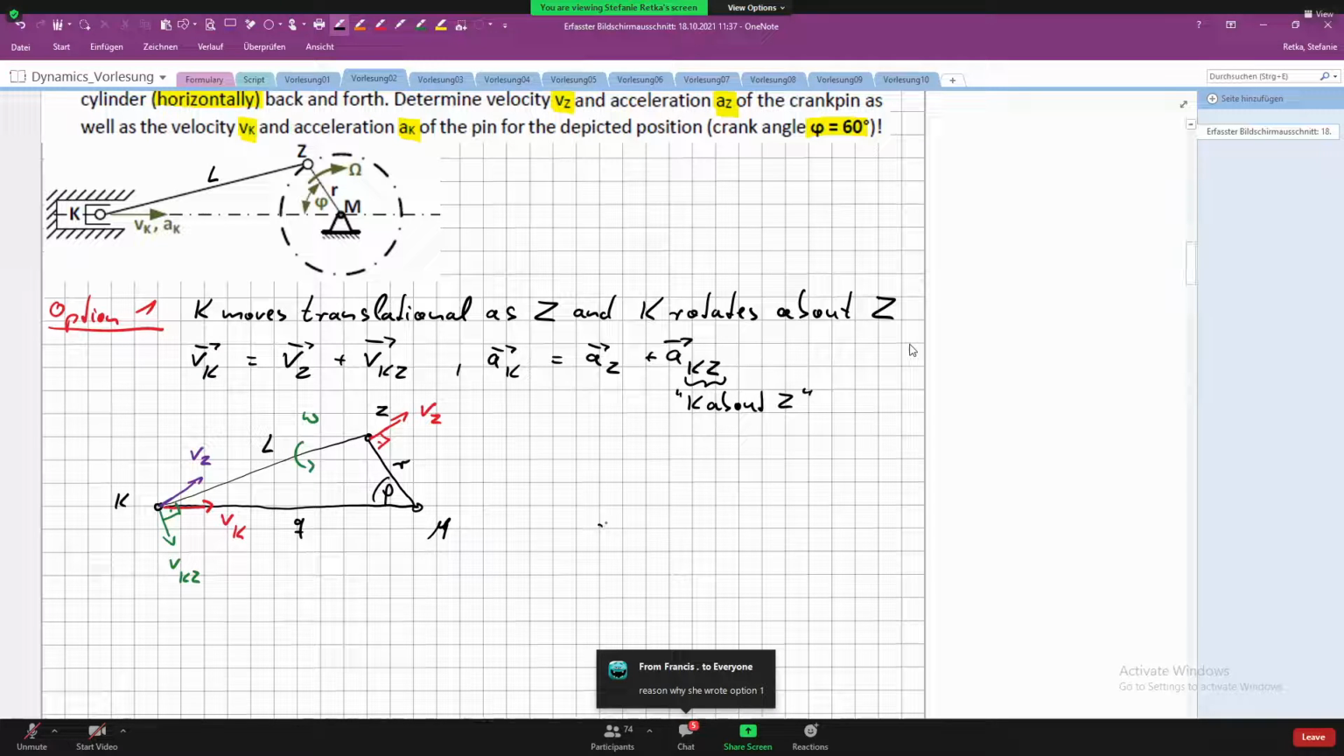In our case, we start with K and Z like this. And then later in time, Z might be here, K might be here. Then this is the direction of rotation. Exactly, that's why I wrote option 1. We will discuss 3 different options, okay?